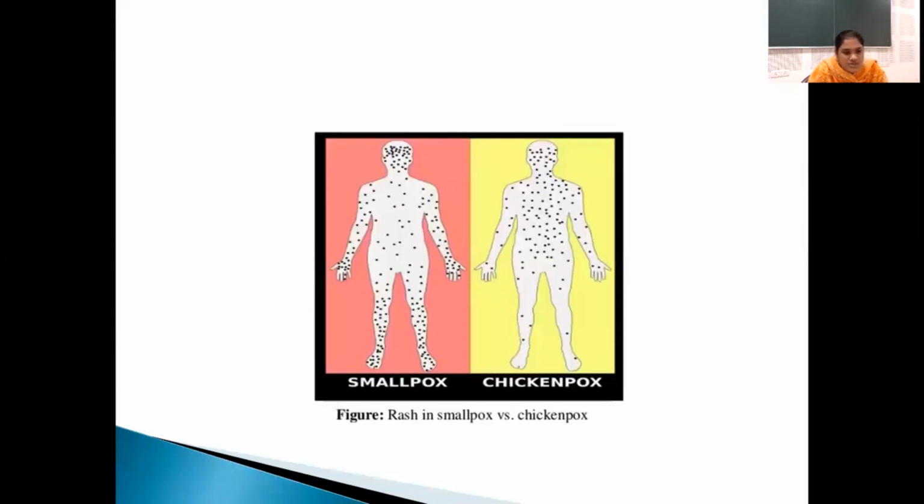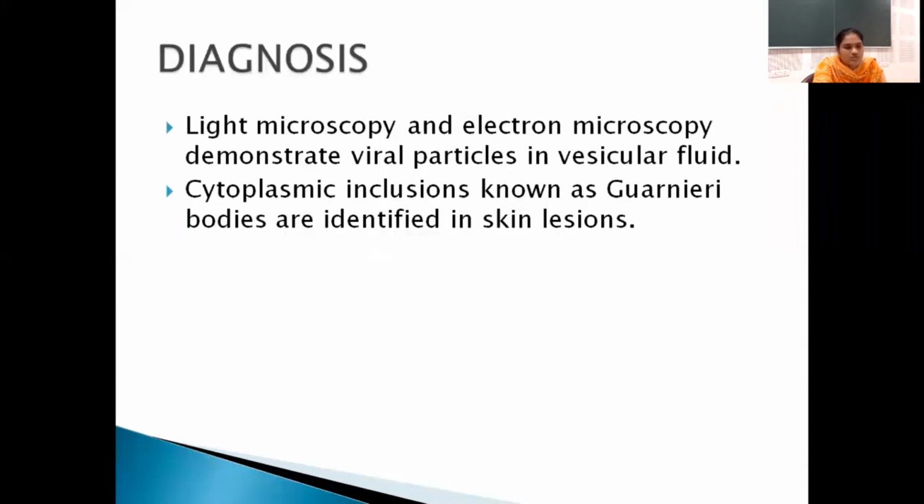This is the presentation. Usually, in chickenpox, the central area is mostly involved, and in smallpox, the face, the extremities, and the distal portion of the extremities are most commonly involved. The central trunk and face are most commonly involved in chickenpox. The diagnosis is by light microscopy and electron microscopy, which demonstrate the viral particles in the vesicular fluids.